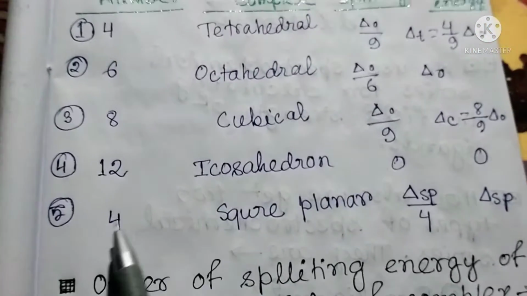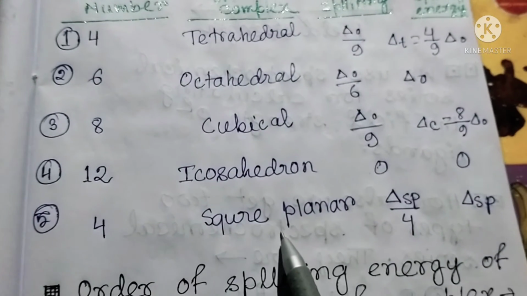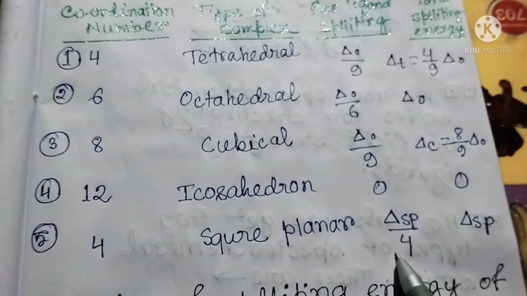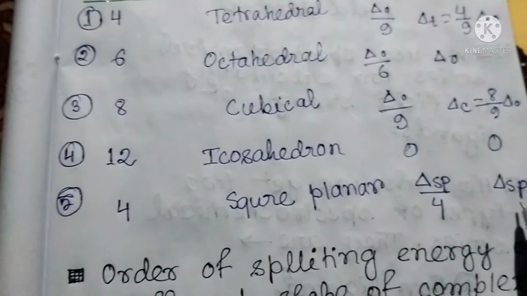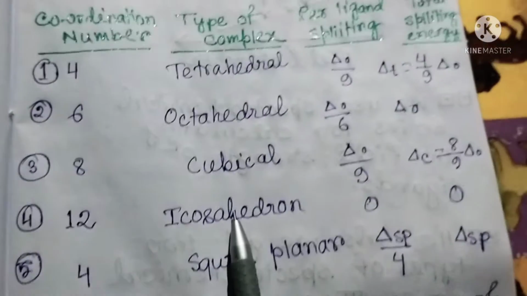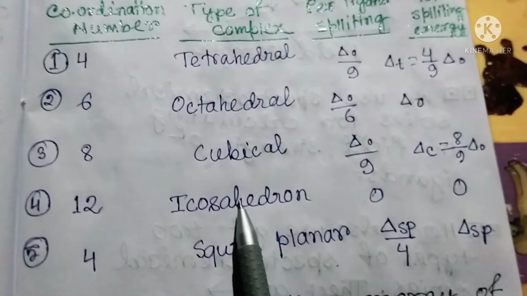Next, when coordination number is 4 and the structure is square planar, then the per ligand splitting is delta Sp by 4 and total splitting energy is delta Sp. Do you understand, students? Take a screenshot here.